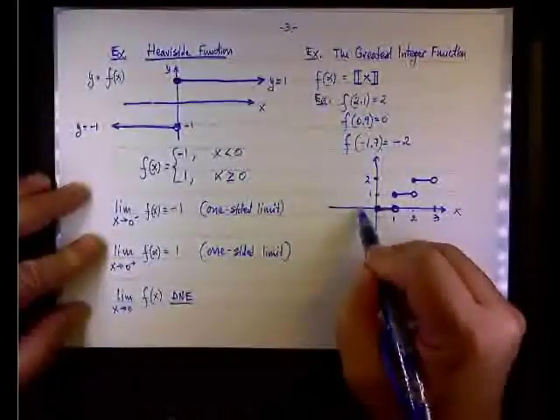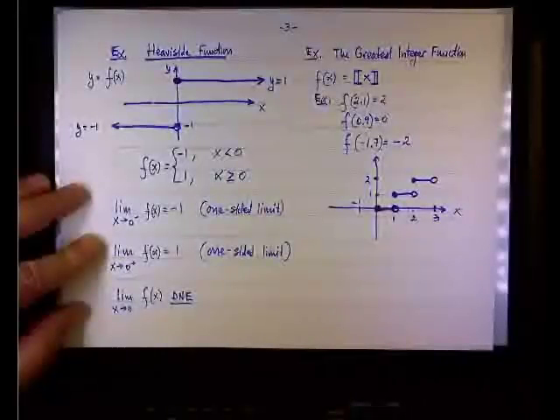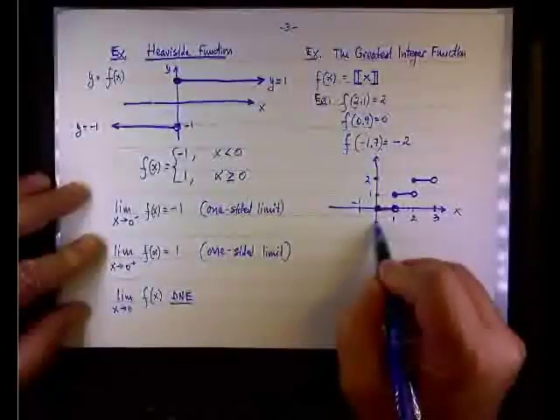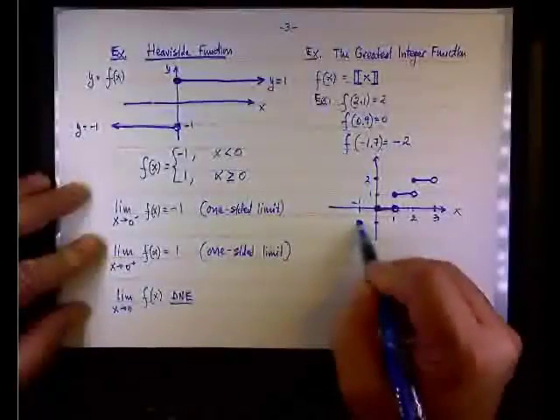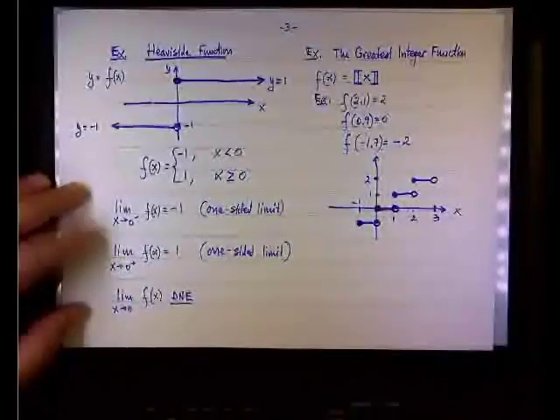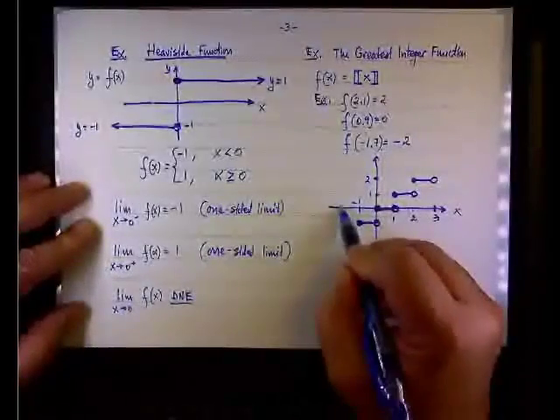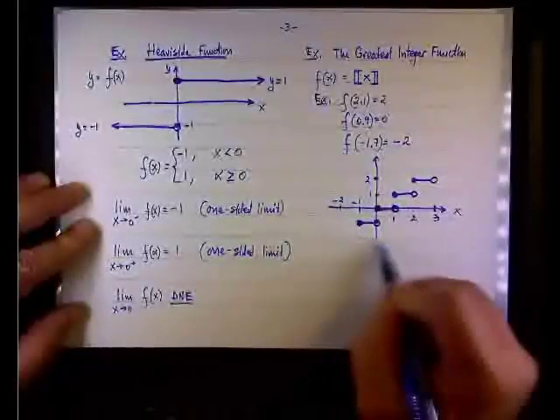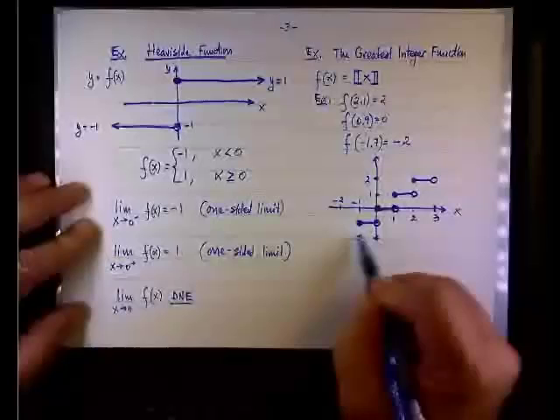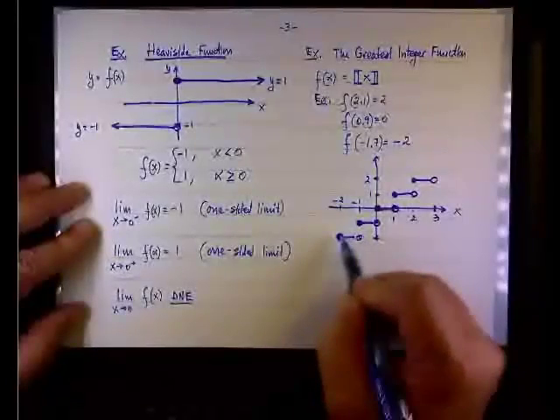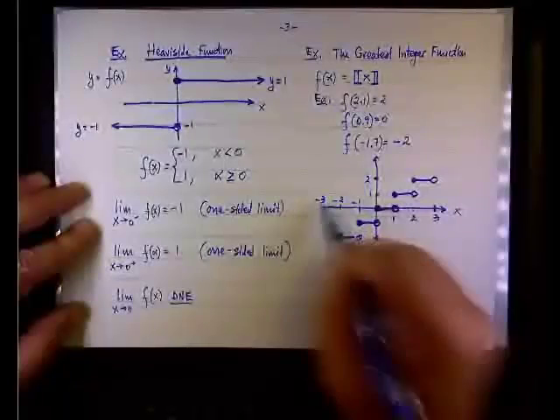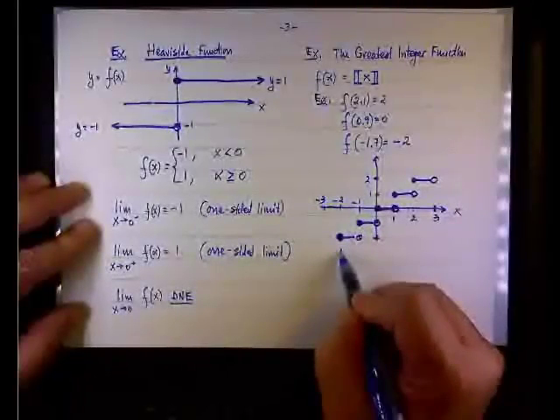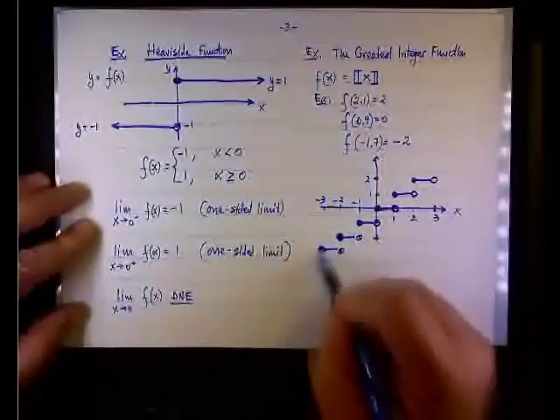Now, what happened on the left? Between negative 1 and 0, let's say negative 0.9, the greatest integer is going to be negative 1. Okay? Because 0 is greater than negative 0.9, or negative 0.99, or negative 0.999. Between negative 2 and negative 1, the greatest integer will be negative 2, and so on. So this is the function.